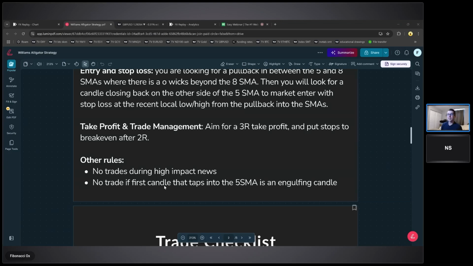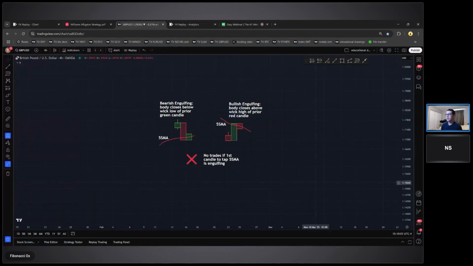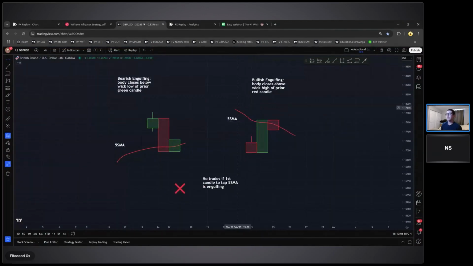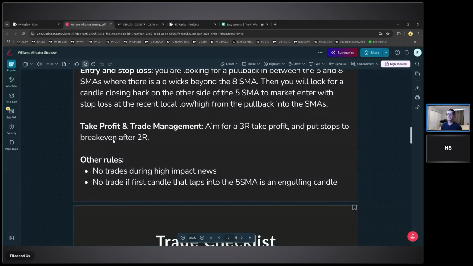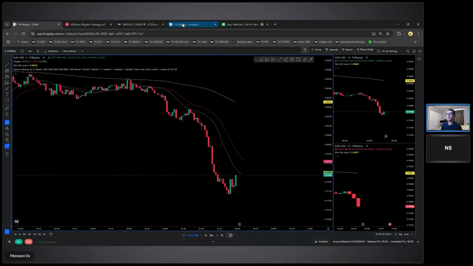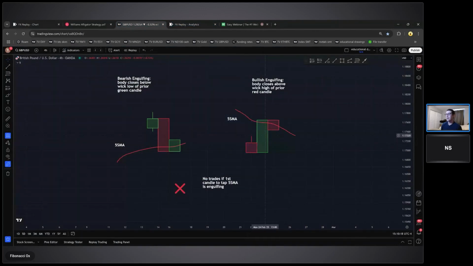And then the last thing, as I was testing with this, I noticed if the first trade that taps into the 5 SMA is an engulfing candle, those trades are usually a lot lower probability. So what I mean by that is, and again, I'll zoom in so you can see this a little better. We've got this 5 SMA we're coming into. As we're coming into it, if we have a big engulfing candle that is the first candle to touch that line, then it's going to make this trade a lot lower probability, and we're not going to take that trade.